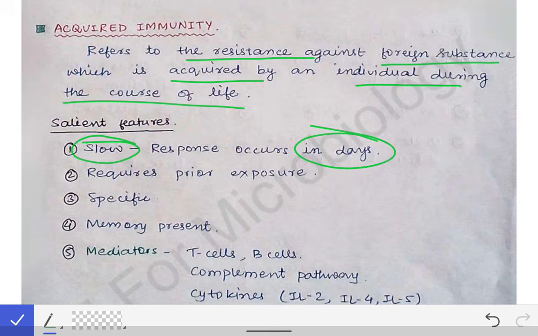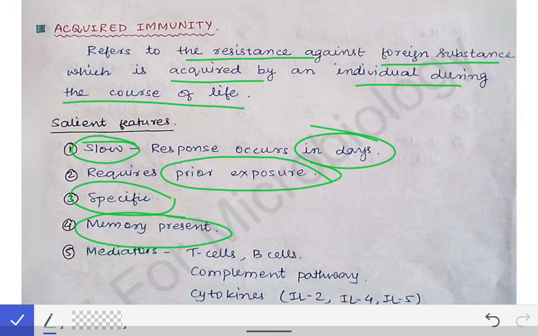Okay, and then the second point is that it requires a prior exposure. The innate immunity was not requiring any prior exposure. Then it is specific. It acts more specifically against those microorganisms to which it has been already exposed previously. So the previous exposure makes it a specific type of immunity. Then the memory is present. The memory of the previous infection would be present with the acquired immunity.